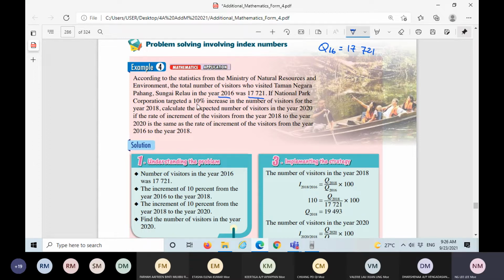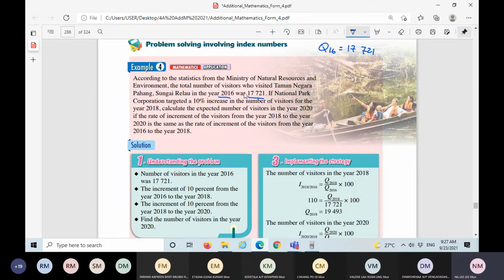The target is a 10% increase in the number of visitors for the year 2018. Calculate the expected number of visitors in the year 2020, if the rate of increase of visitors from the year 18 to 20 is the same as the rate of increase from 16 to 18. Actually, for this type of question, if you don't want to use the index number, you can just use your normal knowledge from lower form, the percentage. This question doesn't involve the index number.